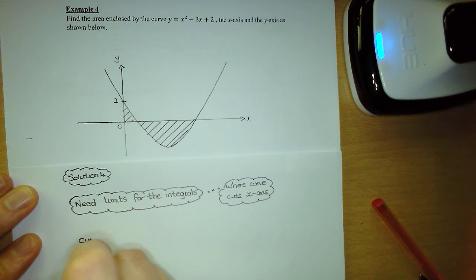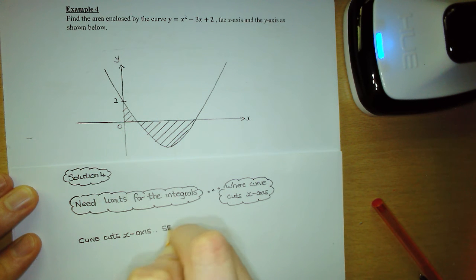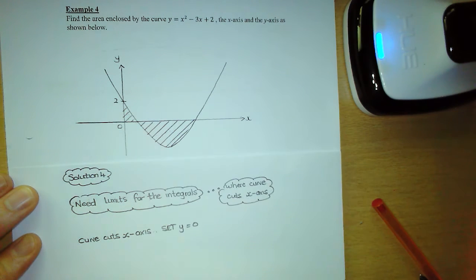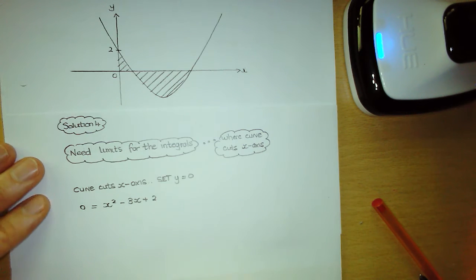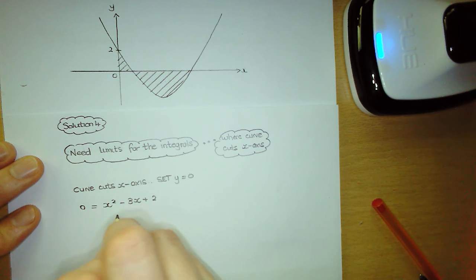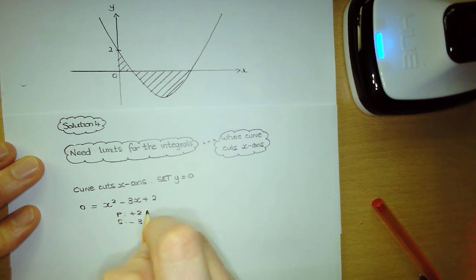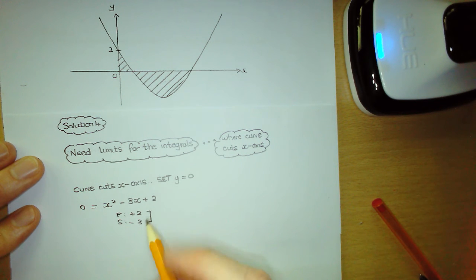So the curve cuts the x-axis when we set y equal to 0. So we go to our curve and replace y with 0. So we're going to get 0 equals x squared minus 3x plus 2. Okay, we've got a quadratic equation here, so product and sum. So our product is going to be positive 2 and our sum is negative 3. So our two numbers then will have to be minus 2 and minus 1.